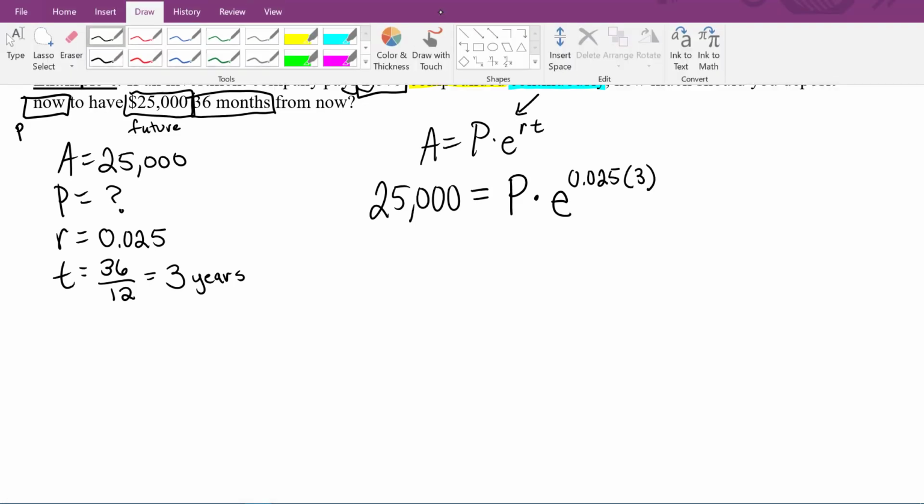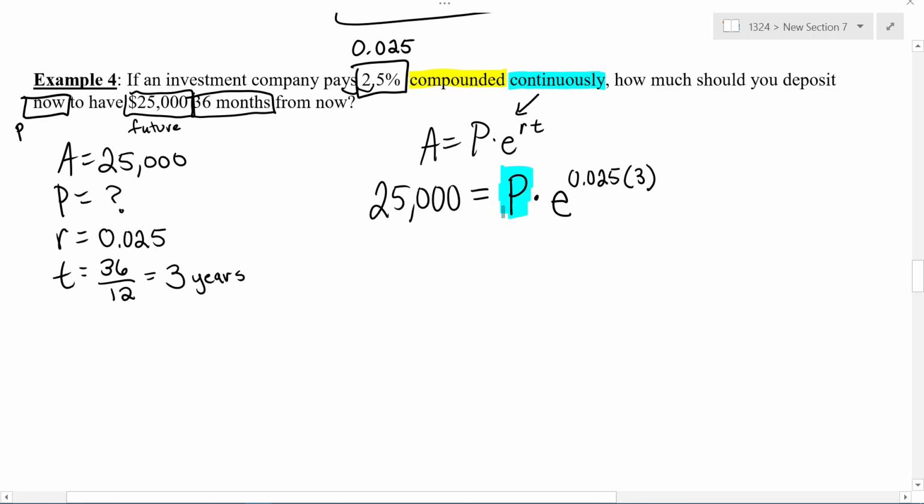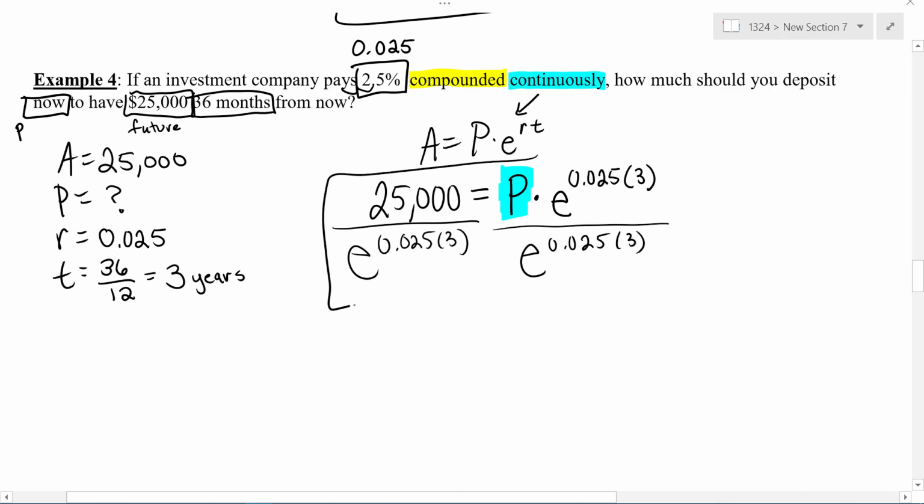Now our goal is to solve for P. We want to get P by itself on one side. To get P alone, well, it's being multiplied times all of this. So we're going to divide by all of this. And we have to do that on both sides. So our P value, after those things cancel out, will be $25,000 divided by E to that exponent. So we're going to put that into decimals and see what we get.